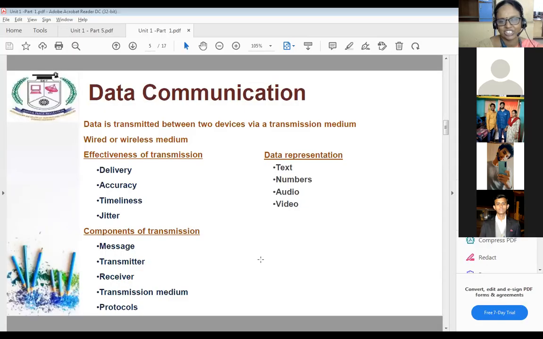Data communication, we were saying now. Just a small thing, but we have already spoken about how the data was calculated. Data is transmitted between two devices via a transmission line, whether wired or wireless transmission. Data may be text or numbers, or audio or video. In terms of components, it may be a message, transmitter or receiver, transmission medium, and the protocol. Delivery, accuracy, timeliness, and jitter, all of that we have to consider.